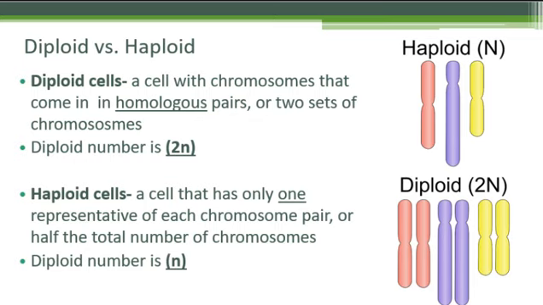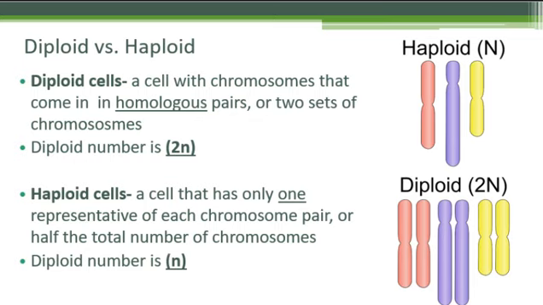So hap, H-A-P, keep that in mind, think of half. It has half as much genetic information. So if a cell is a haploid cell, it has half as much information. The haploid cells you find in the female body are called eggs. The haploid cell you find in the male body is called sperm. Those are the specialized cells that are haploid.